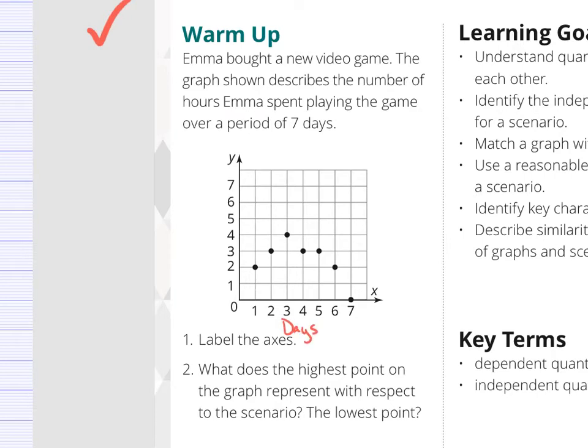Now, if those are the days, that means that for the first day, she spent 2 hours playing video games. The second day, she spent 3 hours, and my God, that is a lot of time playing video games. So the y-axis, those numbers are representing the hours. And again, question number 2 at the bottom, the highest point on this graph would be this point right here, and it means on the third day, she played 4 hours of video games.